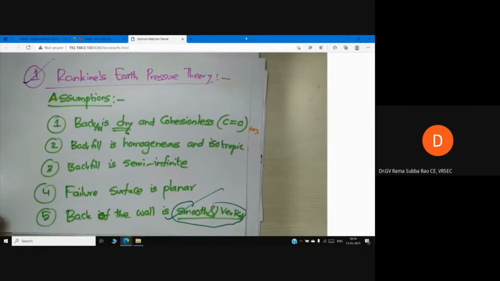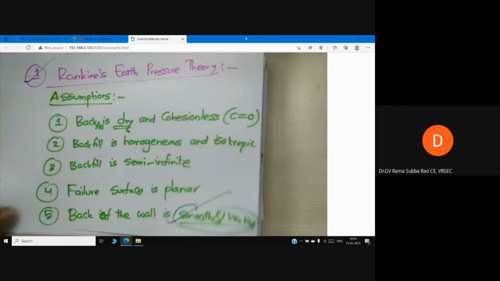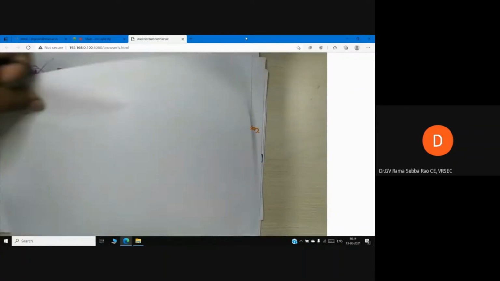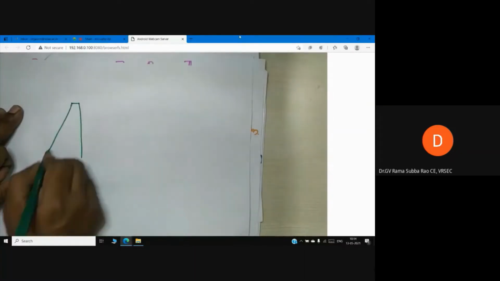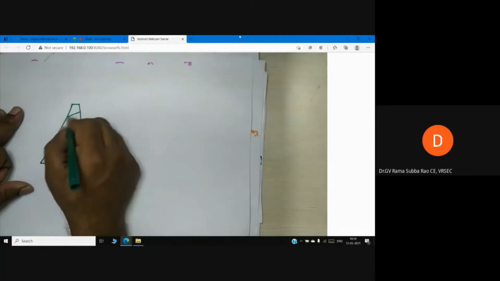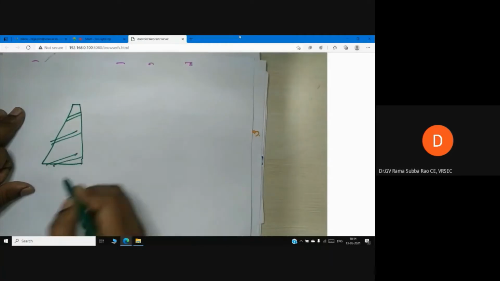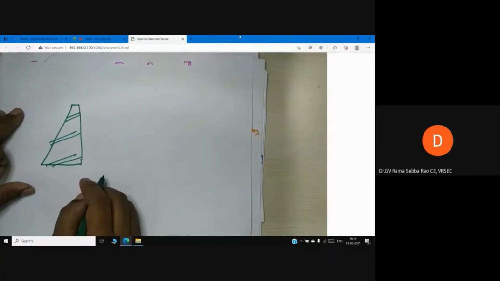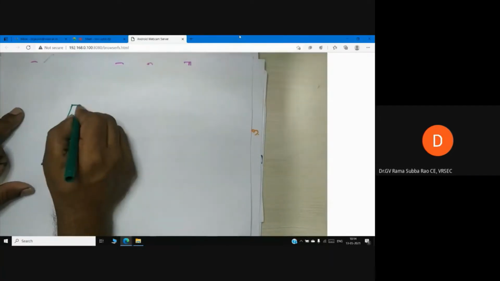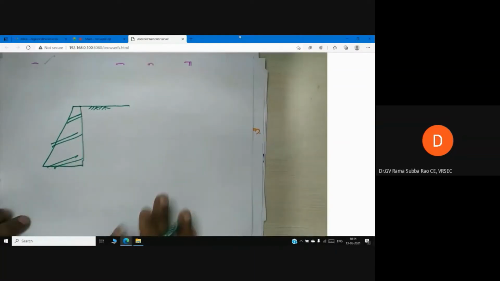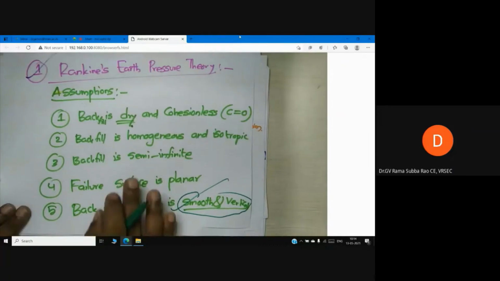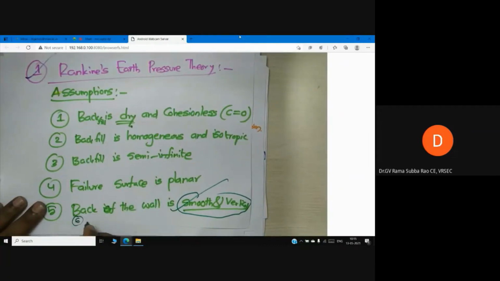So now if you want to see the picture, this is Rankine's theory, you can see now. This is the retaining wall. It may be constructed with RCC or CC, cement concrete, or masonry. Now this is backfill, and I should write one more assumption: backfill surface is horizontal.